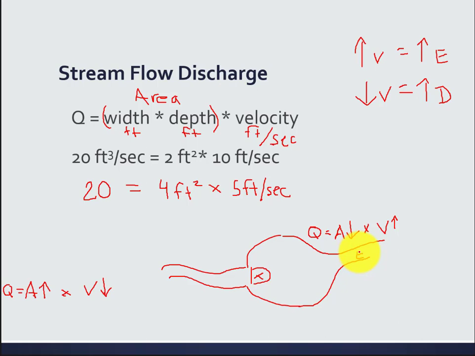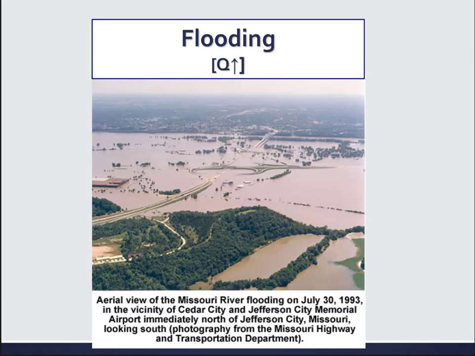So that's why it's important for us to think about this going forward. Where is the water running the fastest? That's where we're going to find the erosion. Okay, so in this picture, Q has gone up, and what do we get? A flood. A flood is when the water overflows the stream channels, okay? And you can see this is the Missouri River, a tributary of the Mississippi River. This is one of those cloverleaf highways, so it's been flooded.